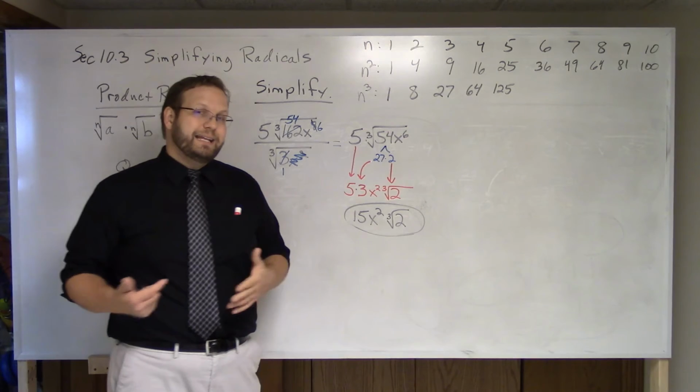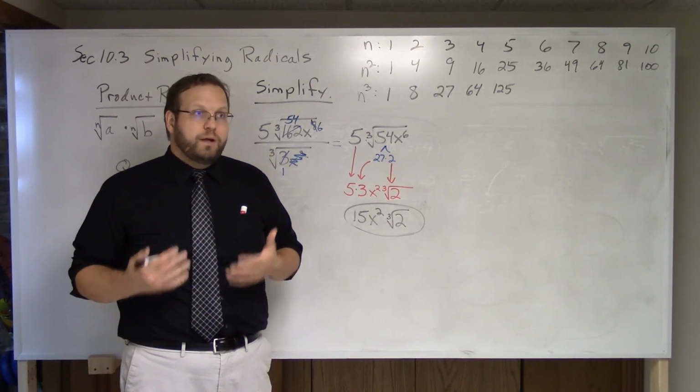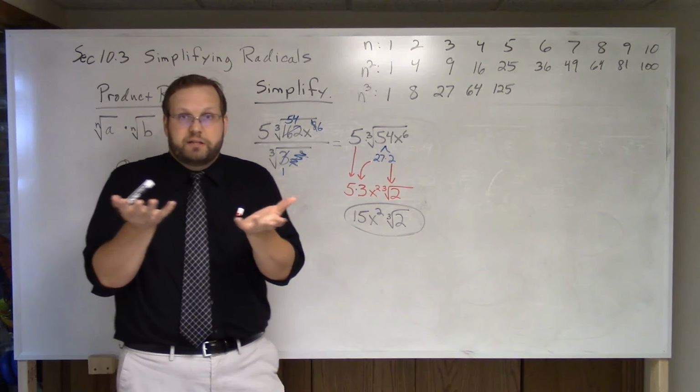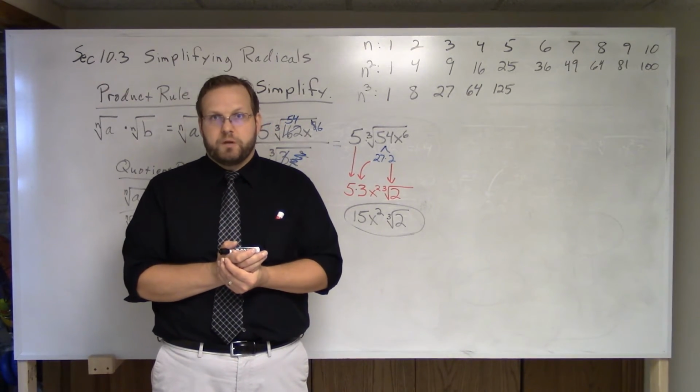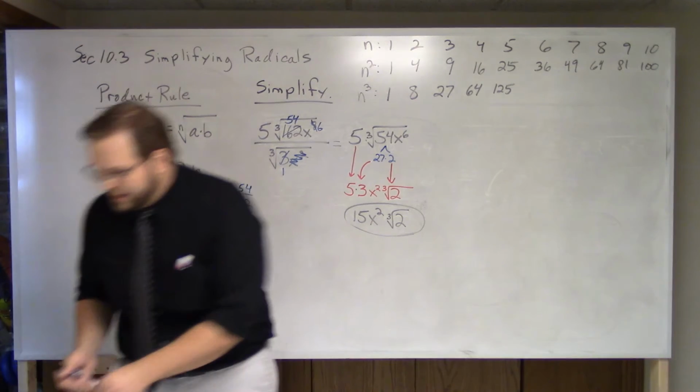Okay, and when we get into adding and subtracting in the next section, what that will allow us to do is make radicals that don't look anything alike, make them actually match, and then they can go together. Okay? Let's do one more like this.